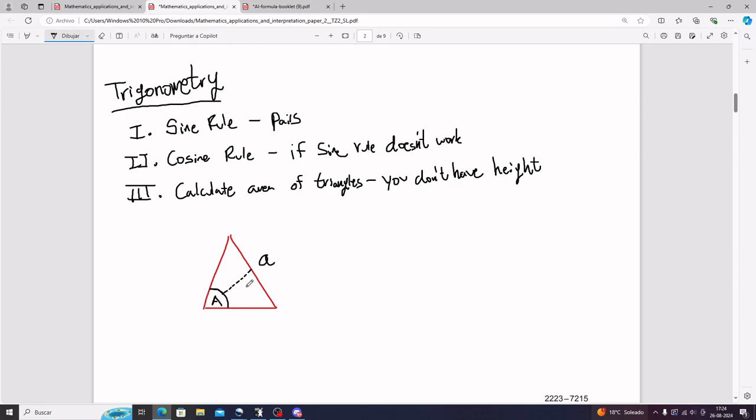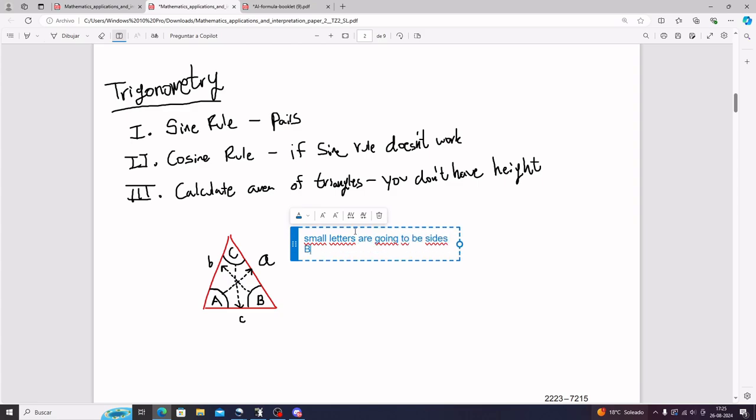And I can also go backwards. If this angle here is big B, then the little side associated to it is going to be little b. And you can also figure out that if this is big C, then this side over there has to be little c. So the first observation is that small letters in the context of these formulas are sides, while big letters are angles. Big letters for angles, small letters for sides.